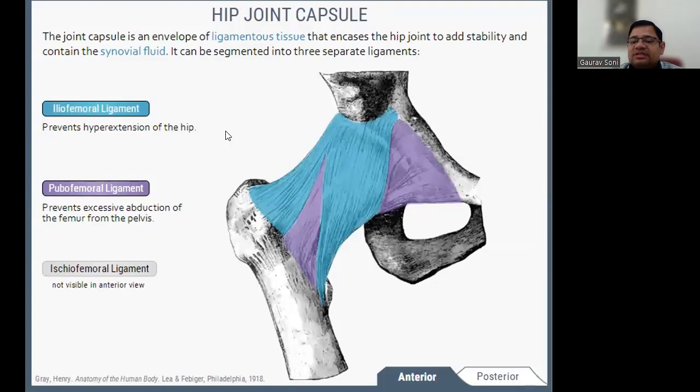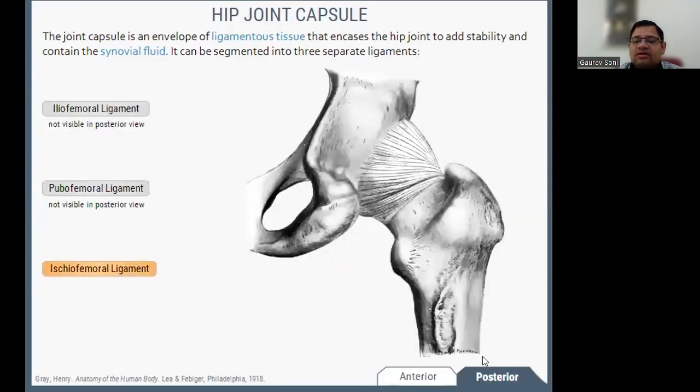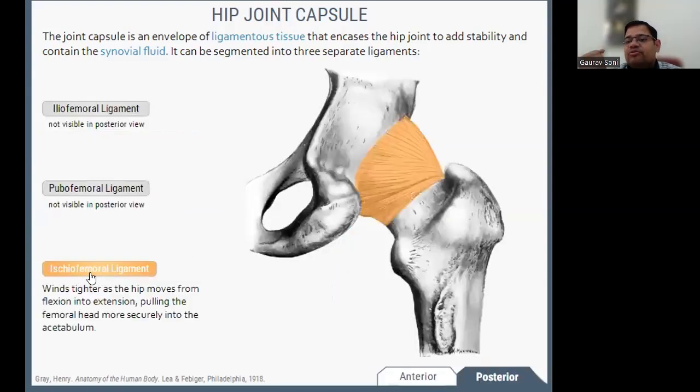Then there is pubofemoral. This also helps in the prevention of excess abduction. And then there is ischiofemoral. It is actually on the back side, so I will show you a different view. If you want to see ischiofemoral, you have to go to the back side. This widens and tightens as the hip moves from flexion into extension, pulling the femoral head more securely into the acetabulum. So this is from the posterior side. These ligaments, together with the joint capsule, help in the stability of the joint.